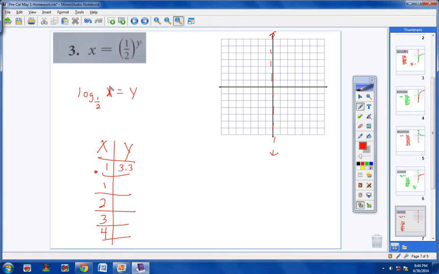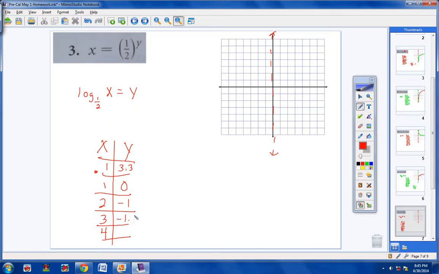Now we're going to put a 1 in here for x, so I'm going to type into my calculator log of 1, enter, divided by log of 0.5, enter, and you will get 0. Now I'm going to put a 2 in for x right here, so I'm going to type in log of 2, enter, divided by log of 0.5, enter, and I will get a negative 1. Now I'm going to put a 3 here for x, which means I'm going to type in log of 3 enter divided by log of 0.5, and I will get negative 1.6.